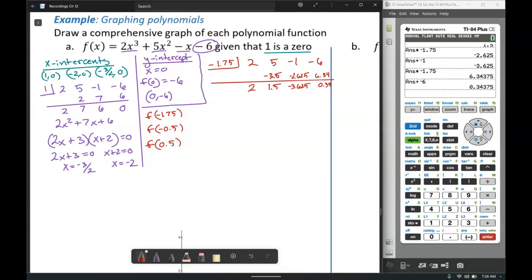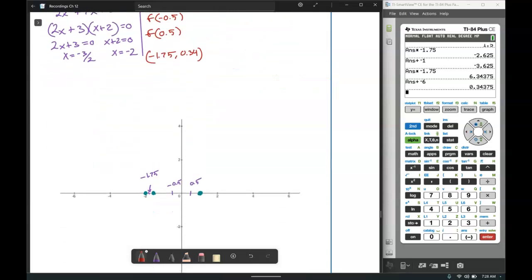And so we have a point that is approximately at -1.75, comma 0.34. And so we can plot that point. So we're going to be plotting it here. And so it's not going to be very far up the x-axis or up the y-axis. So we're going to have this point just very, very close. And we see that turning point happens quick between those zeros.